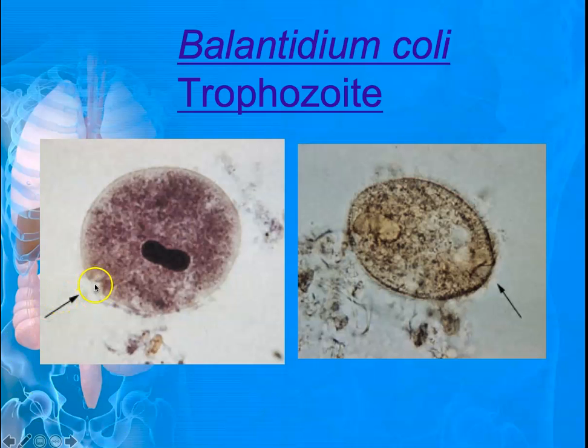The picture on the left has a really good cytostome. So it's this little indentation. The one on the right, it's pointing to a cytostome, but I can't really make it out. The picture on the right is showing the cilia very well, so you can see the little hair-like projections.